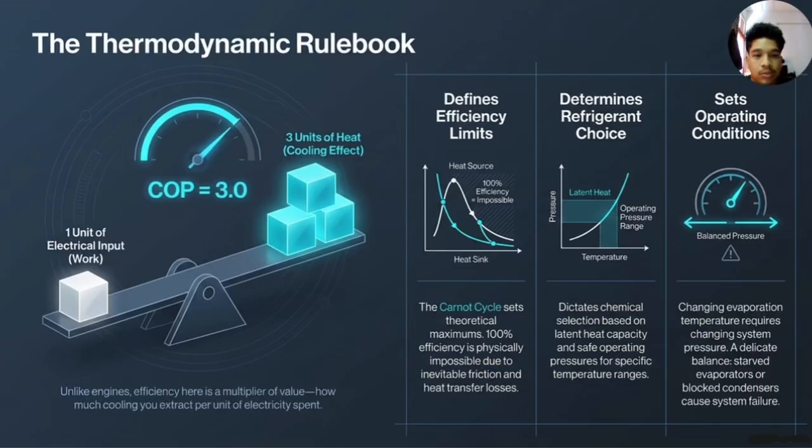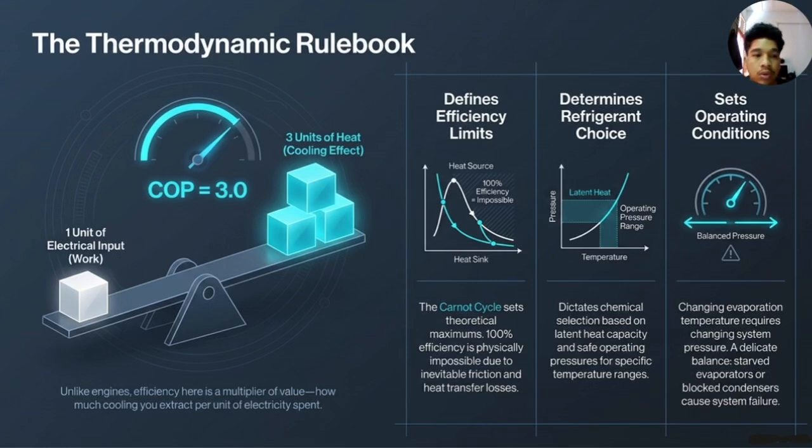Next, we go to the thermodynamic rules block. On the left, we can see the coefficient of performance (COP). Unlike an engine, where higher efficiency means producing more work, refrigeration efficiency measures how much cooling is produced for each unit of electrical energy used. For example, a COP of 3 means using 1 unit of electrical energy produces 3 units of cooling. Therefore, a higher COP indicates a more efficient refrigeration system.